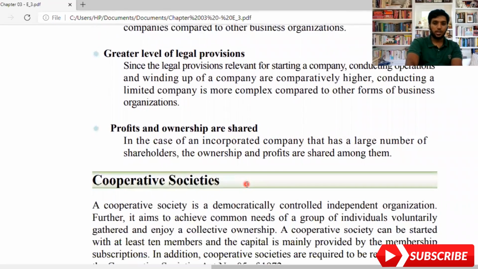Profit and ownership per share. Of course, when you're doing a corporation company, you need to give your profit, you need to give your ownership. The reason is that new investors are coming in, so your ownership will go down. That's what they mean. So let's move on to the next topic, cooperative society.